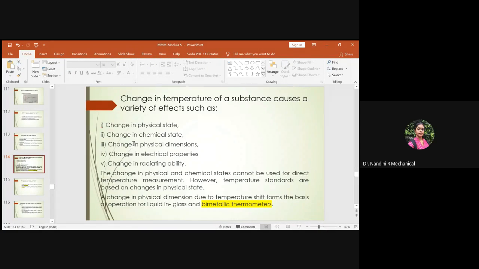Depending upon the device you are subjecting to the heat treatment, you will get a change in physical dimensions, in physical state, or in chemical state. It depends upon the temperature you have subjected it to. And it can also result in a change in electrical properties.